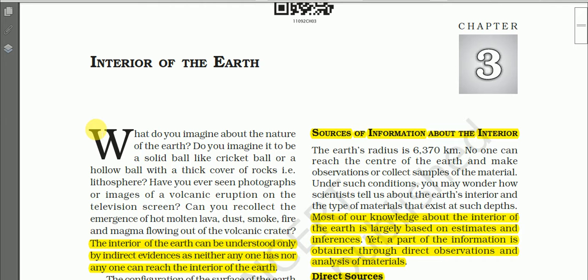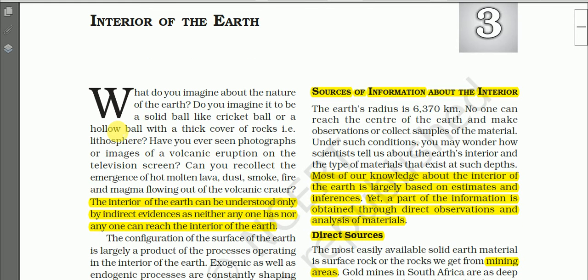So here in this section, in the beginning we will learn about the sources of information about the Earth interior. We are going to learn two main sources of the Earth interior. The first one is direct sources and another one is indirect sources.